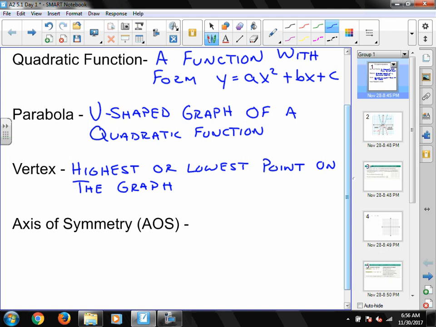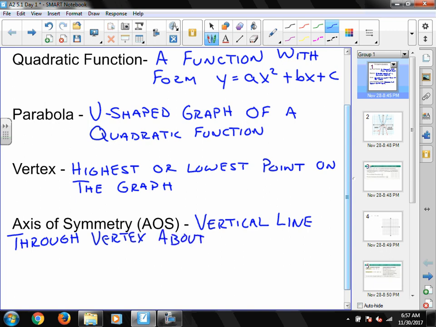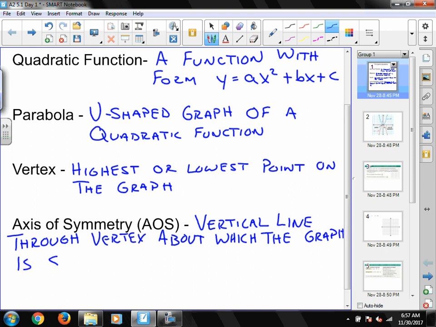The last thing that is very important is the axis of symmetry, which I abbreviate as AOS. Most people that I've seen don't do this, but it just shortens up some of the writing that you have to do so that you can make things clear. The axis of symmetry is the vertical line through the vertex about which the graph is symmetric.